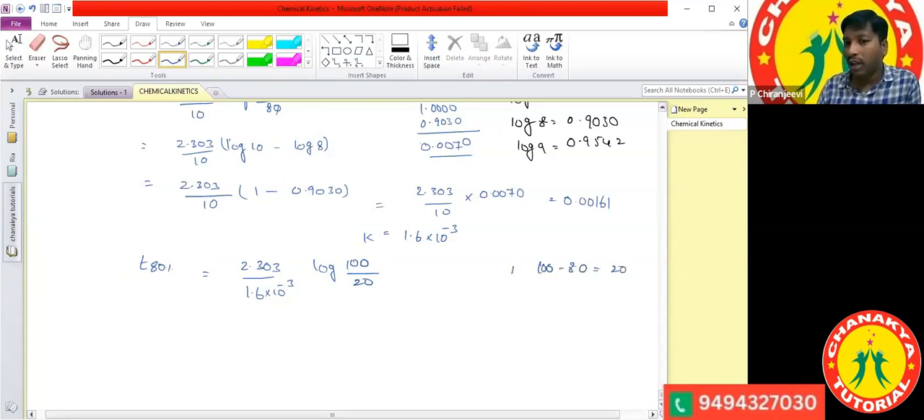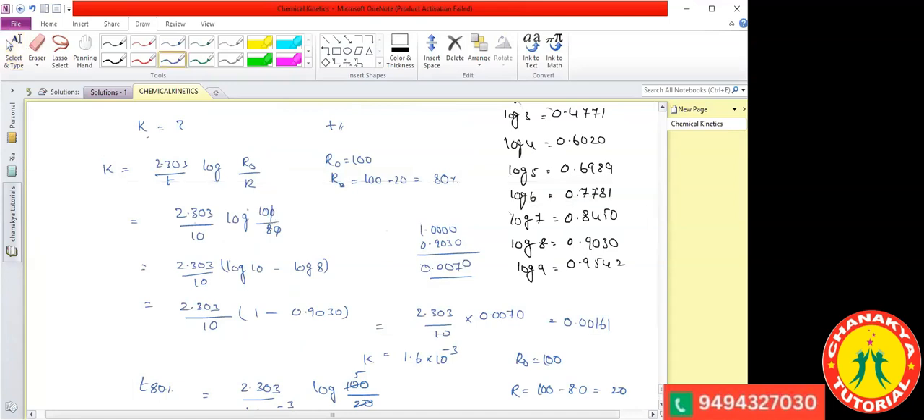So this is the R value. R naught value is equal to 100%, total percentage is equal to 100, and R value is equal to 20. How much of the reactant is left? Here 20% is left. If you simplify it, it is 1 to 5. Then 2.303 divided by 1.6 into 10 power minus 3 into log 5 value. What is the log 5 value?